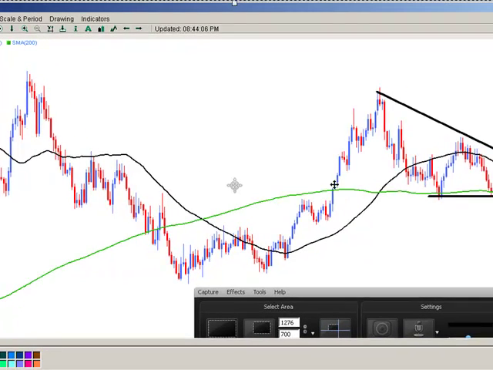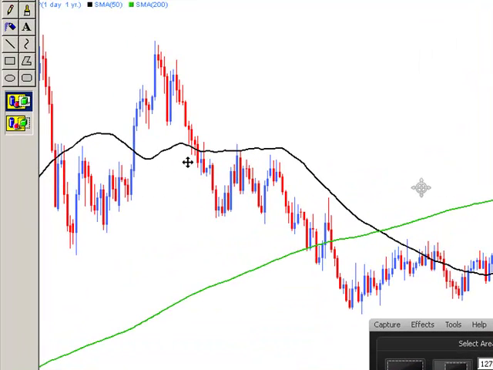The green line gives you the average price over a long period of time. It's your long-term moving average. Your 50 SMA is your medium-term moving average. And I just want to show you how these act as ongoing support and resistances as well.